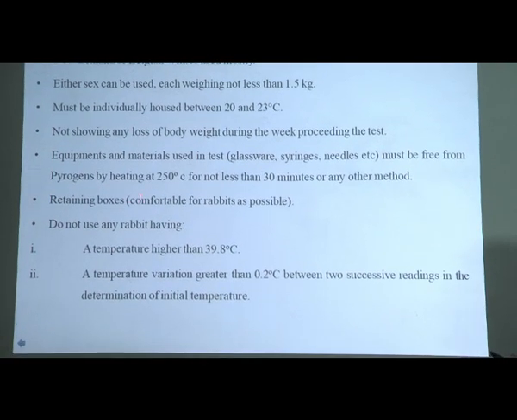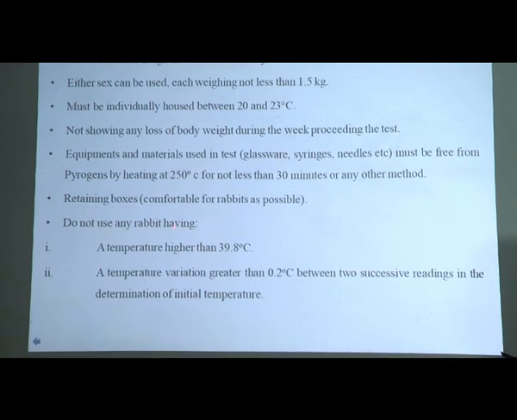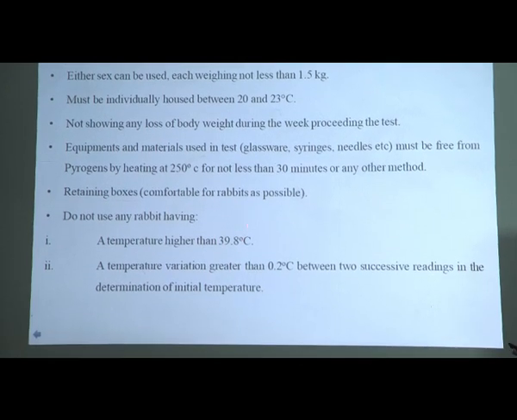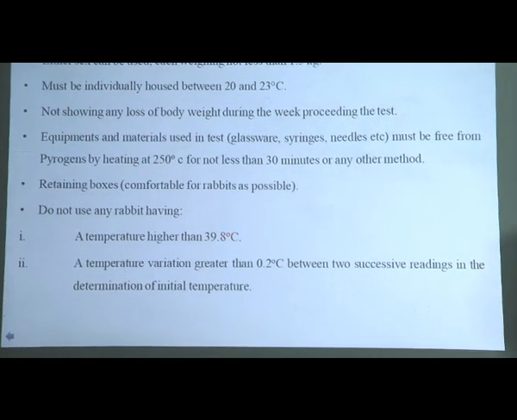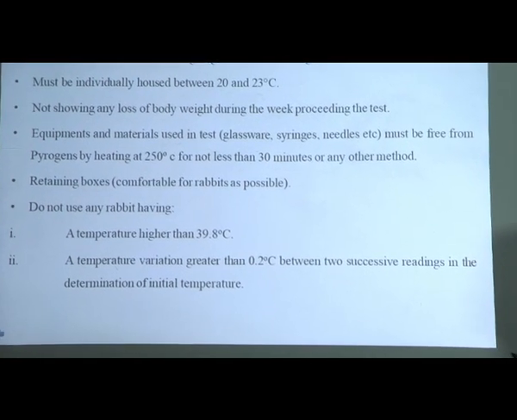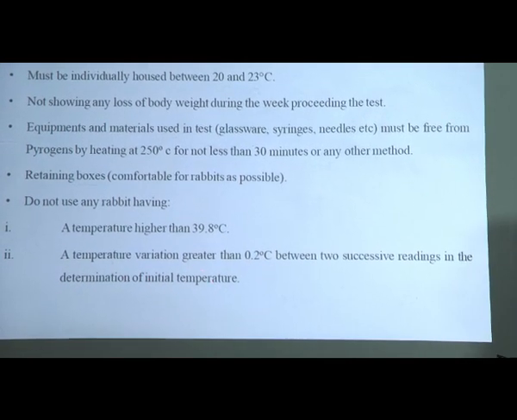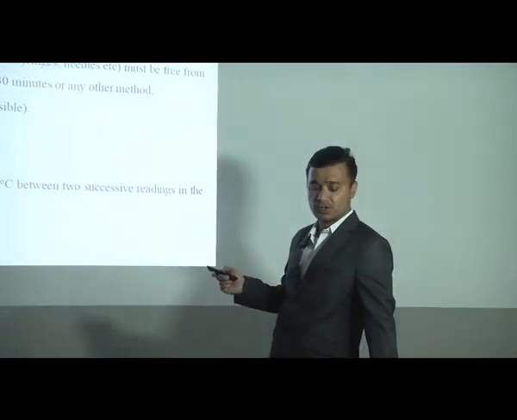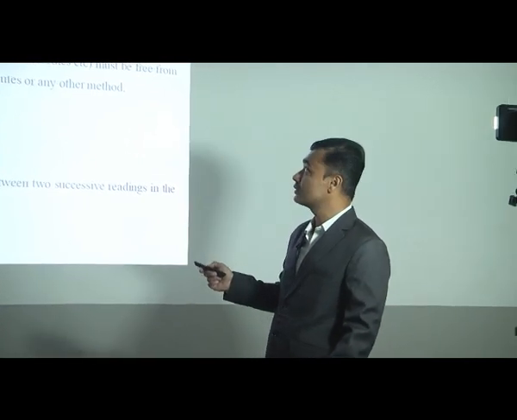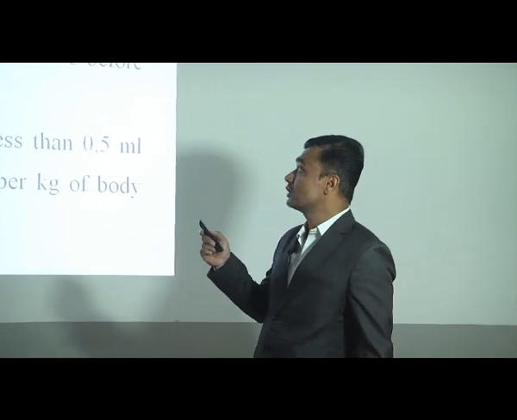Do not use any rabbits if the temperature is greater than 39.8 degrees Celsius. If the initial temperature is 39.8 degrees Celsius, then we can't use the rabbits for the pyrogen test. Also, a temperature variation greater than 0.2 degrees Celsius between two successive readings in the determination of initial temperature. So these are the requirements, and if the rabbit shows these two properties, then we can't select these rabbits for the testing. So this is the method.